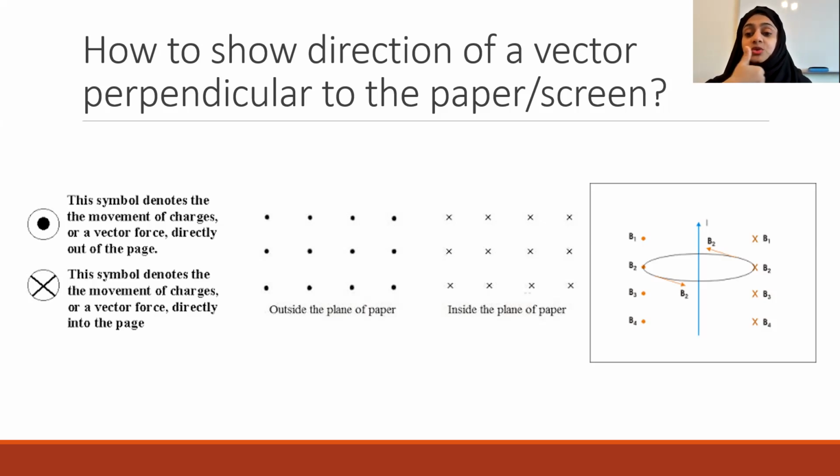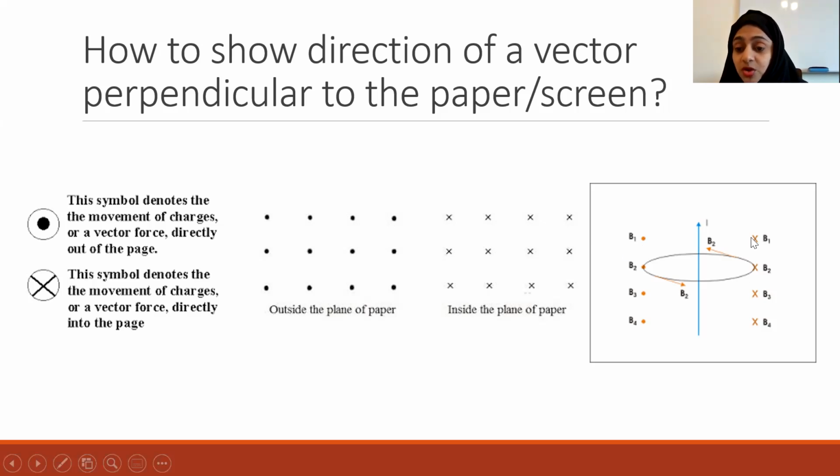So when it comes to the right side of the current carrying wire, the field is pointed inwards. So it is going into the paper, and that is shown by a cross. Now, when I take the left side, then what happens? This circle will go like this and it is coming out of the paper. So it is shown with a dot.